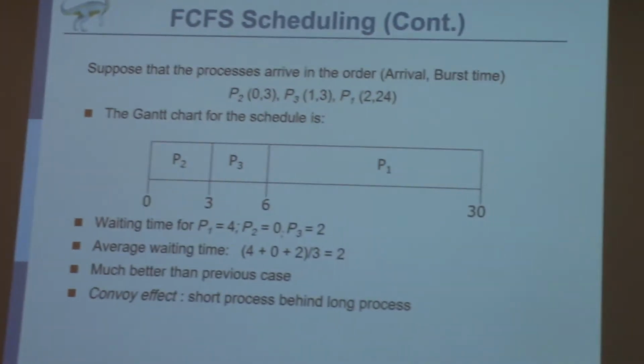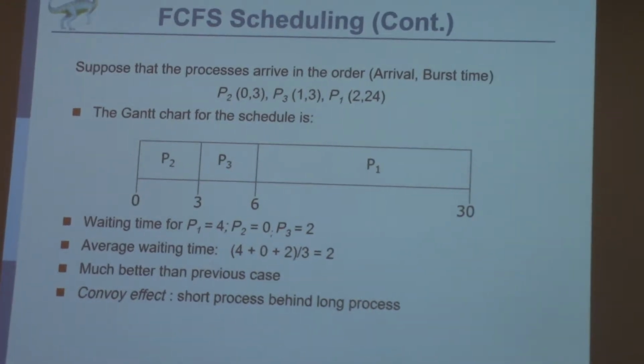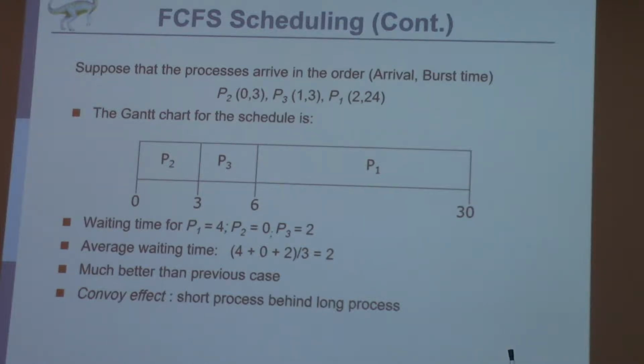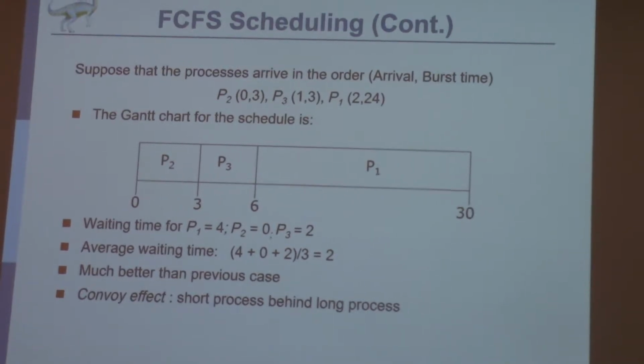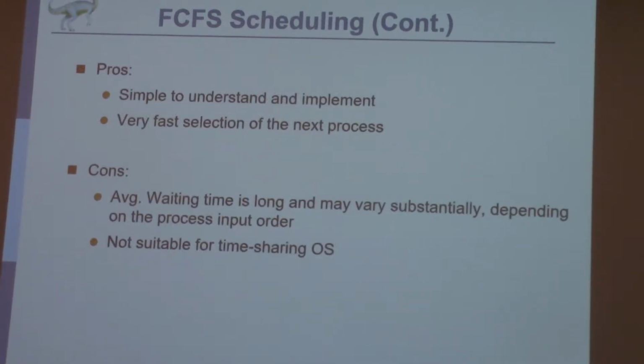I'm not going to calculate again, but if you follow the same direction, the average waiting time is 2. Even though we do not change the CPU time, it's the same CPU time, just a different order, it will make a huge difference. So this is called the convoy effect. A long running process will hide the short running process. So that is first come first serve, and it's not very good for time sharing operating systems because of the convoy effect.